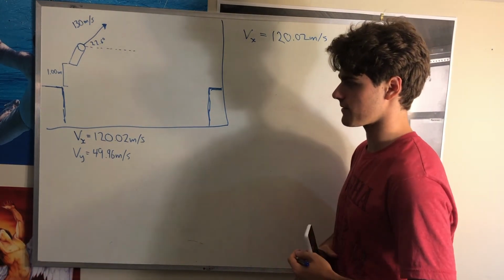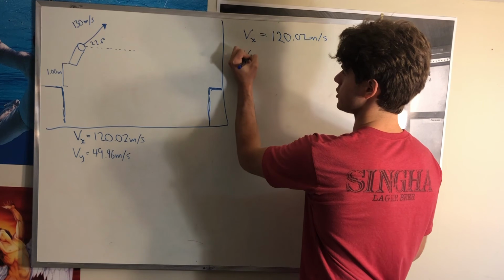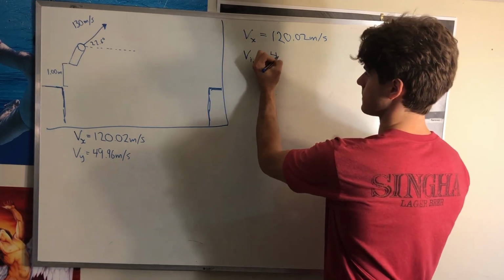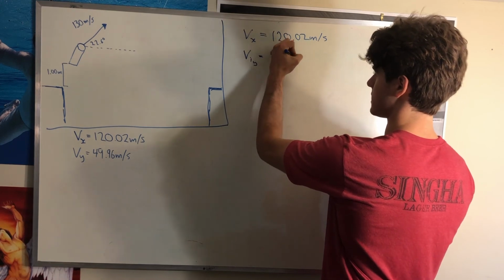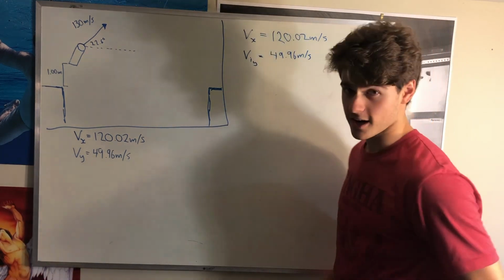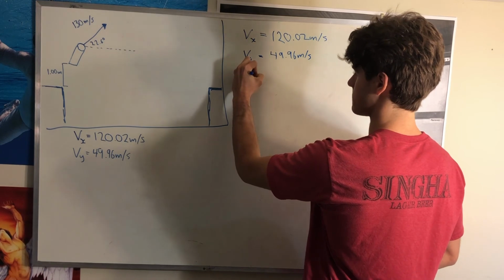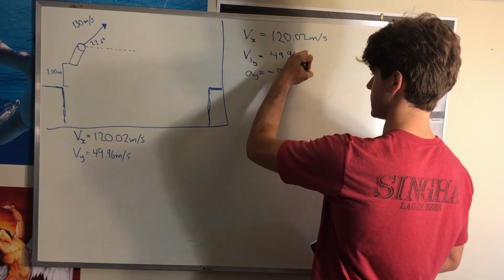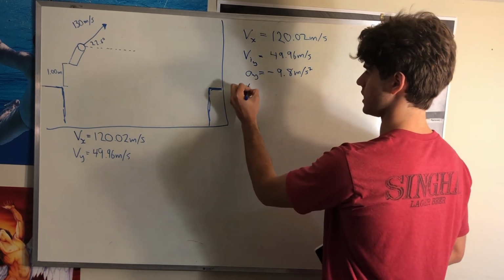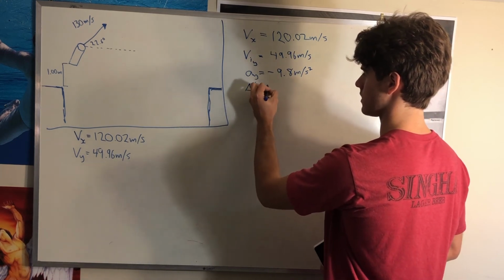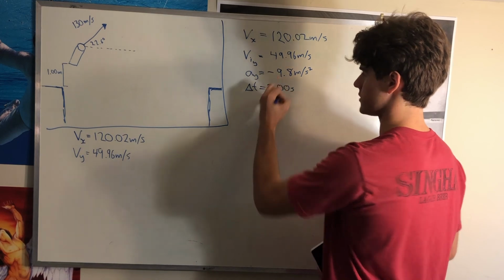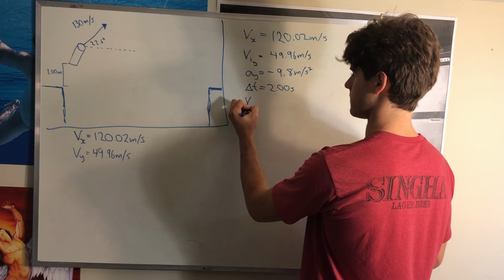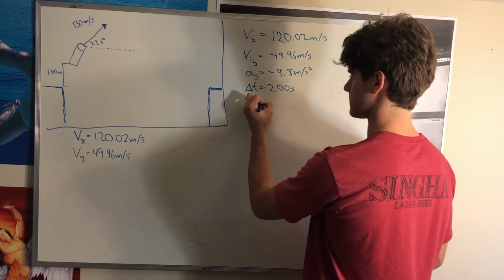Okay, it gets a little more tricky for the y-axis. So our initial velocity along the y-axis, as we know, is 49.96 meters per second. Our acceleration is negative 9.8 meters per second squared, and the change in time is 2 seconds. This is all we know. And what are we looking for? Well, we would be looking for the final velocity along the y-axis.